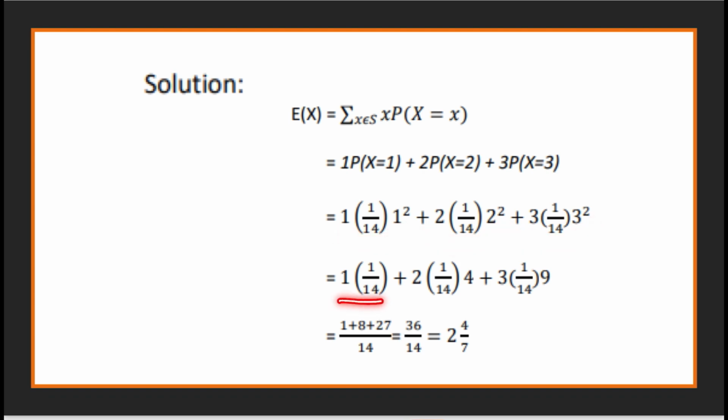Simplifying, we have now 1 times 1 over 14 because 1 squared is 1, plus 2 times 1 over 14 times 4, that is 2 squared, plus 3 times 1 over 14 times 9, that is 3 squared. We have now 1 plus 8 plus 27 over 14, or equal now to 36 over 14, or that is now 2 and 4 over 7. And that is now the expected value or mean of the discrete random variable.